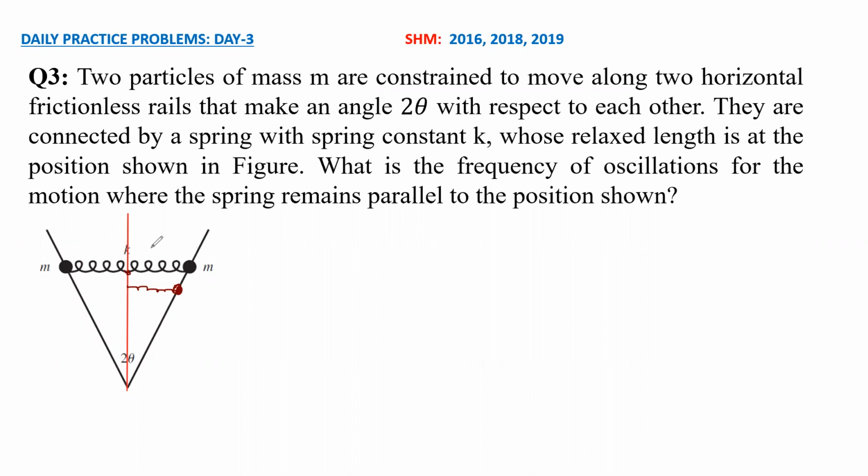And when you break a spring into two halves, each one will have double the spring constant. So the spring constant we have to take is 2k. And let us say the mass goes down by a distance x. Then how much restoring force we will get, that will decide the frequency of oscillation.